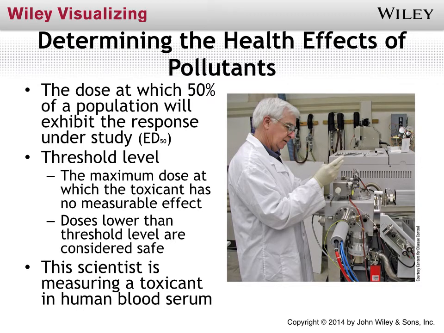If we look at the dose at which 50% of the population exhibits some sort of response, again, maybe symptoms of an illness, but not death, we have determined that is the ED50. And so what we're looking for really is the threshold level, the maximum dose at which a toxicant has no measurable effect on humans or test subjects. So doses that are lower than that threshold level are considered to be safe.